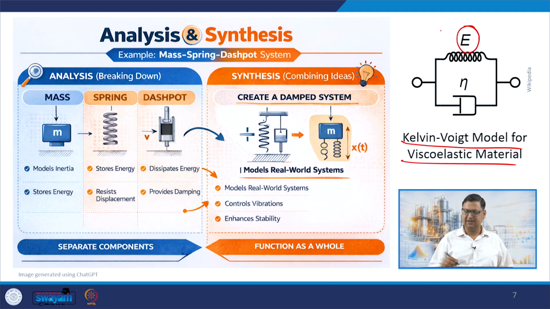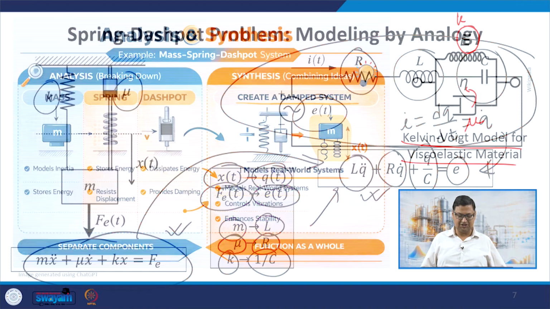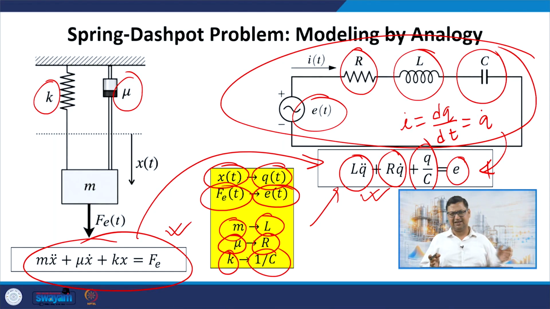So, if I take this spring constant k as the elastic modulus of the viscoelastic fluid, and if I take the viscosity mu as the viscosity of the viscoelastic fluid, then we do have an analogy between the spring and dashpot and the viscoelastic fluid, right? So, I hope I have been able to convince you that the RLC circuit is analogous to a Spring-Dashpot problem, and the Spring-Dashpot problem is also analogous to a viscoelastic fluid.